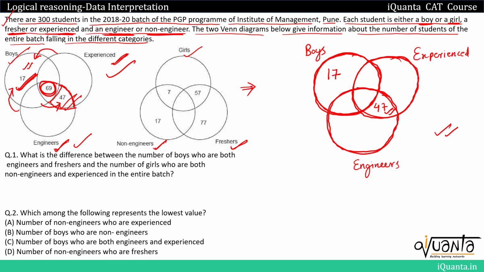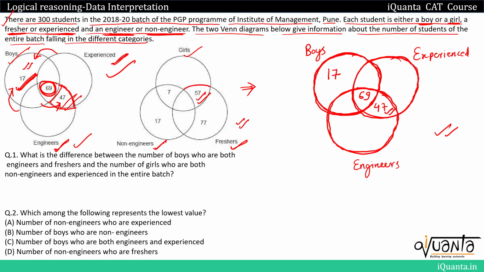So in the Venn diagram that we have drawn, 69 will be put over here. So we have used up the first Venn diagram. Let us use the second Venn diagram and we'll put this information into our Venn diagram that we have drawn. So what is this 57 from the second Venn diagram?